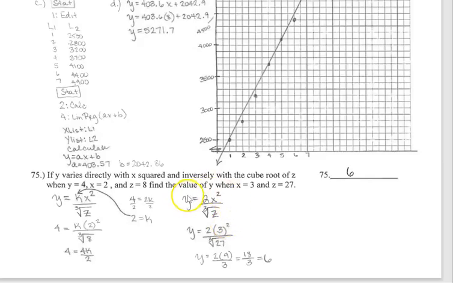So it says, okay, now that you have that equation, find the value of y, so we're looking for this guy, when x is equal to 3 and z is equal to 27. So I'm going to put 3 in for x, and I'm going to put 27 in for z. All right, so 3 squared is 9, so we'll have 9 times 2, or 18 in our numerator, and then cube root of 27 is 3, so we can say 18 divided by 3 is 6.